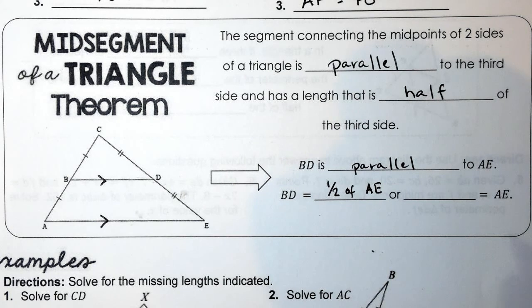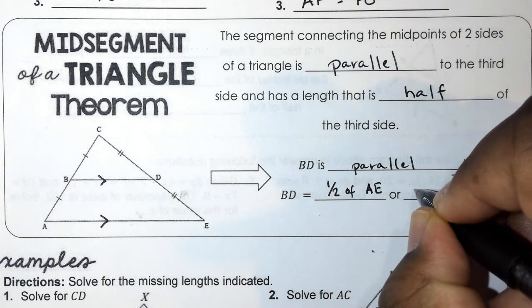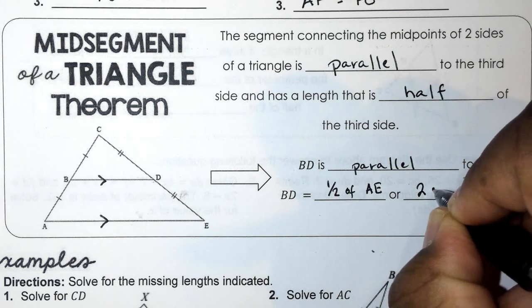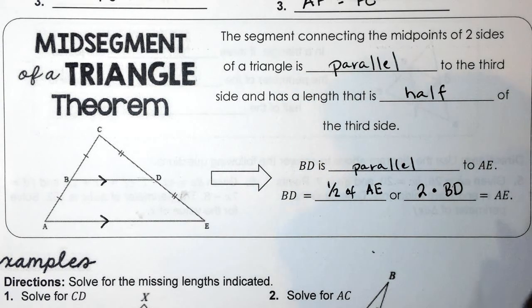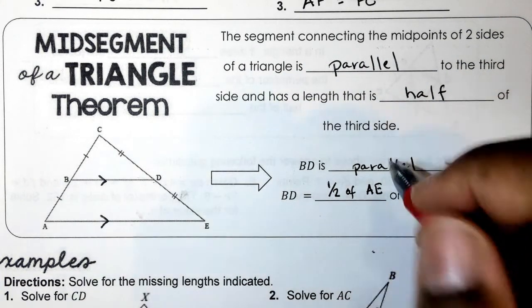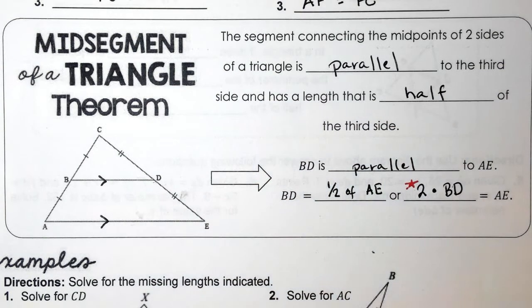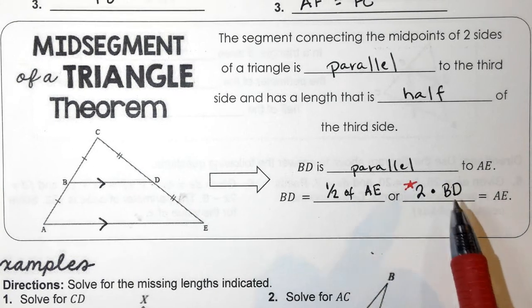Or in reverse, and this is the one we're going to use most often right here, 2 times BD equals AE. Let's just go in reverse. One is if you have the full length, you cut it in half. If you have the half length, you're going to times by 2. But majority of the time, this is what we're going to do, especially when we write equations. We times our half by 2.